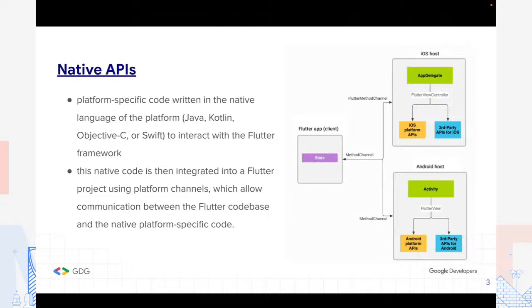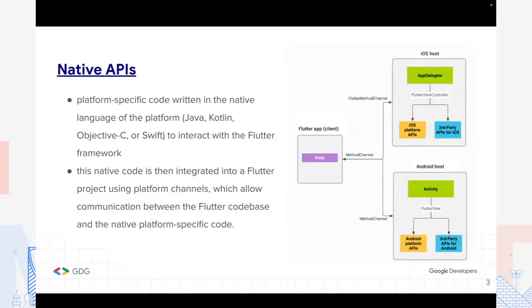Now, native APIs exist because the code that you write is going to be platform specific, which means if I write some native code for Android, then that code is not going to work for iOS. It's only and only going to work for Android. So that is the difference between the native code or platform specific code and your regular Flutter code. Flutter code is going to run on all of the platforms, but your platform specific code is going to be specific to one platform.